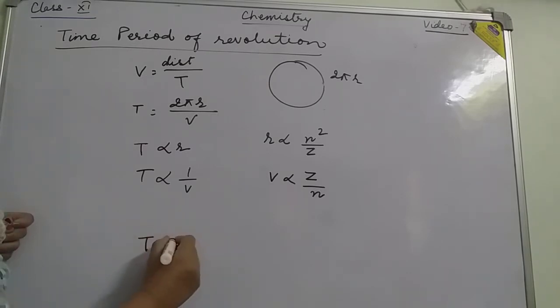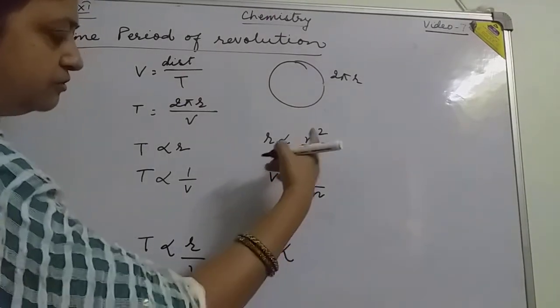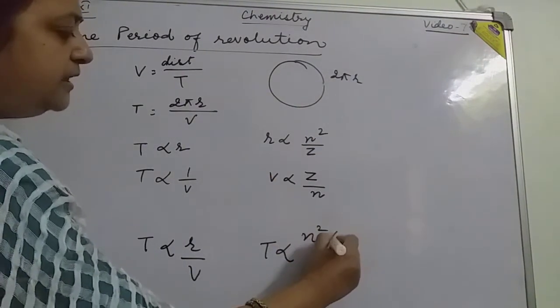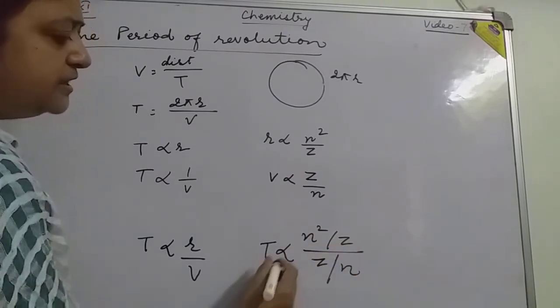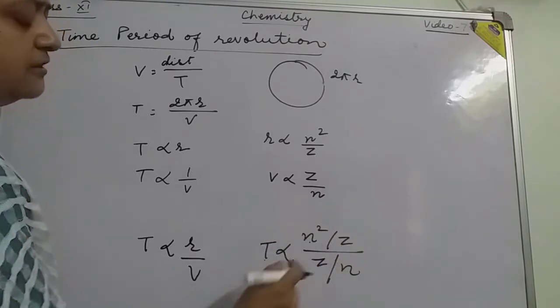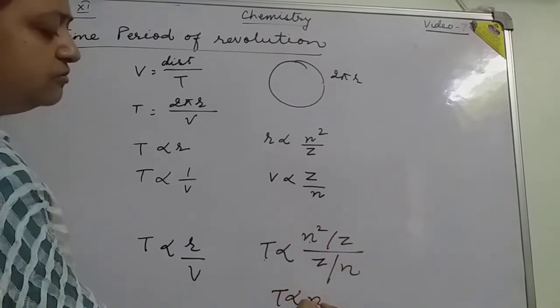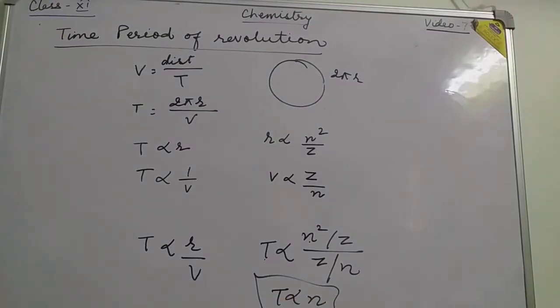So t is directly proportional to r by v. That is, t is directly proportional to n square by z, or z by n. So we can say that t is directly proportional to n. So the time period completely depends on the number of shells. As the number of shells increases, the time period also increases.